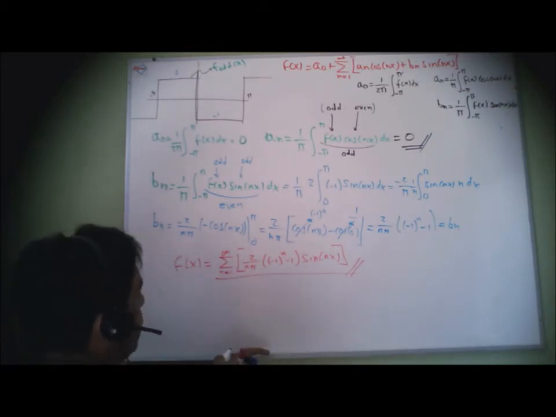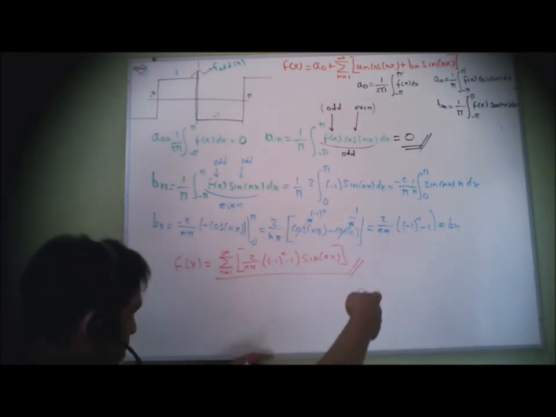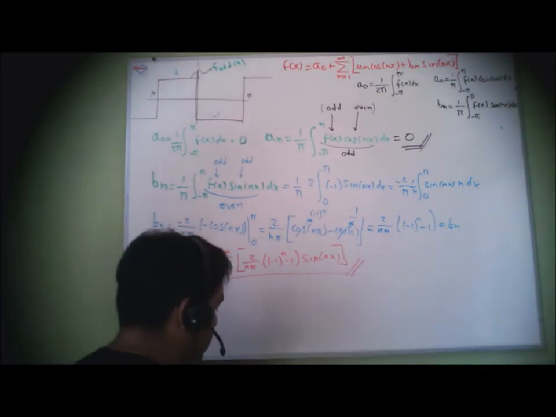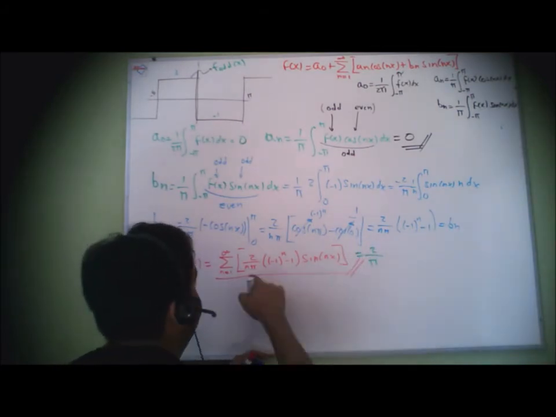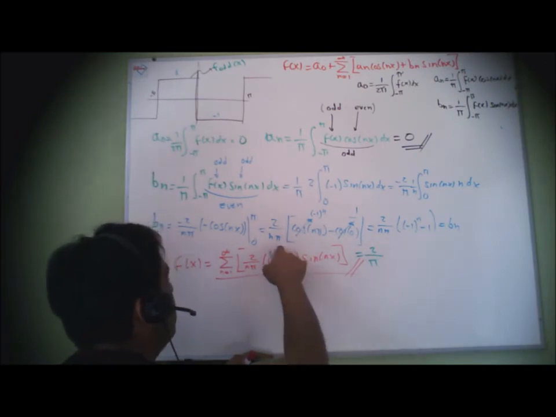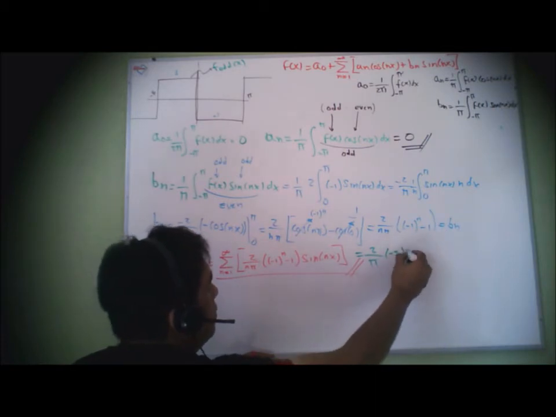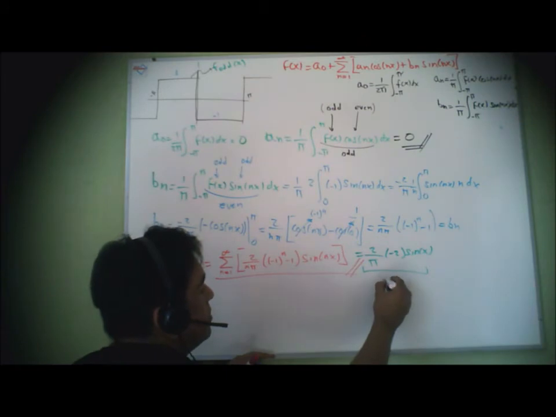But if you want to develop this, all you have to do is to replace the value of n equal to 1 and then plus the value of n equal to 2 and so on. Okay, so let's do it just for practice. So n equal to 1 is going to be 2 over pi because n is equal to 1, and then minus 1 to the power of 1 is going to be minus 1, minus 1 and minus 1, minus 2, the sine of x. So this is n equal to 1.